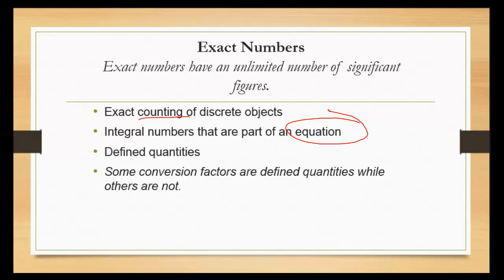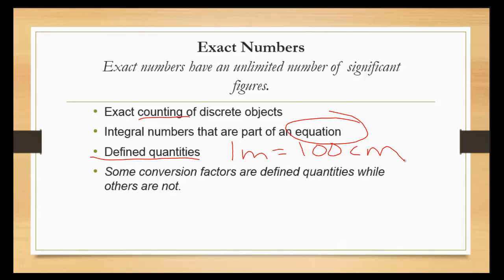Defined quantities, like 1 meter is equal to 100 centimeters. That's defined. It could be 100, it could be 100.0000. It doesn't matter. Some conversion factors are defined quantities while others are not. And we will go into that as we get further on into the semester.